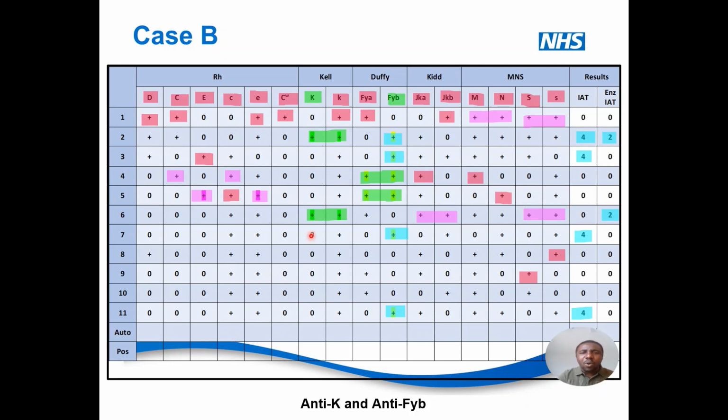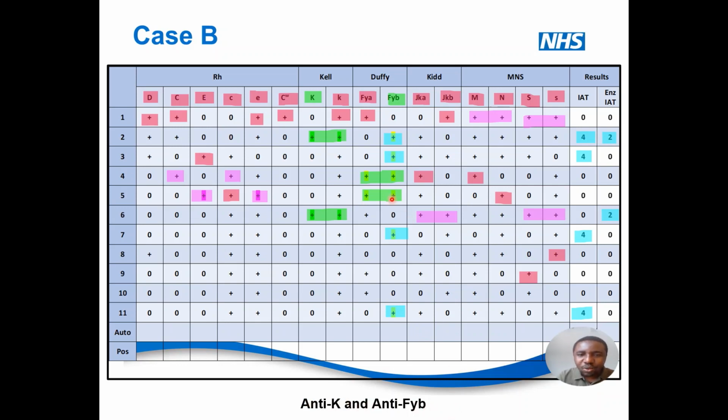So study what I've shown you. You will then see why I say that this is antibody K and antibody Duffy B. Antibody K because the enzyme matches the K, antibody Duffy B because I cannot exclude antibody Duffy B. I can exclude Duffy A. Every other thing here has been excluded apart from Duffy B and K. So that is why it is antibody K and antibody Duffy B.